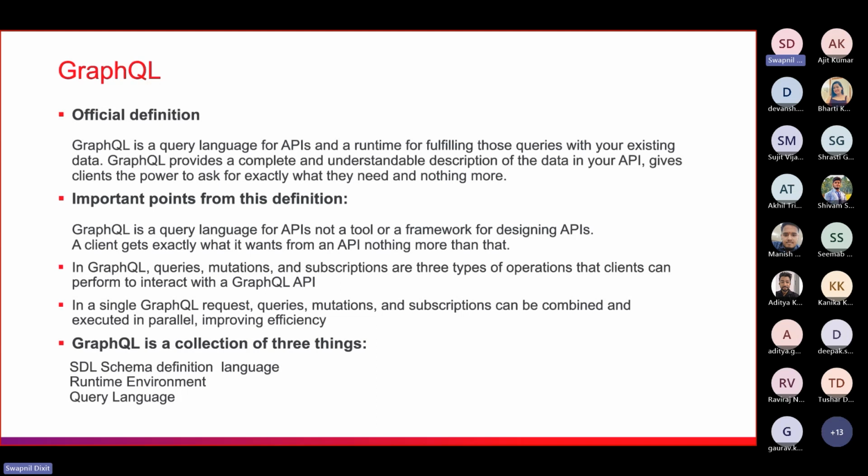In GraphQL, we have queries, mutations, and subscriptions. There are three types of operation the client can perform to interact with a GraphQL API. In GraphQL, we can simultaneously run queries, mutations, and subscriptions, so that it increases our efficiency. GraphQL is a collection of three things: SDL, which is known as Schema Definition Language, second is Runtime Environment, and third is Query Language.